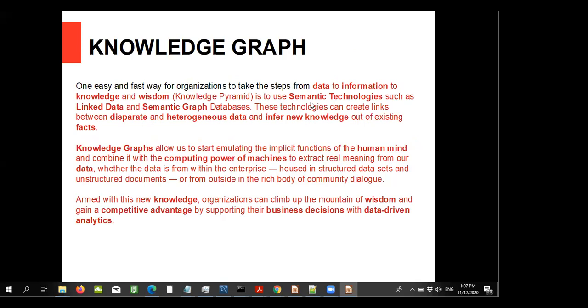Now, one easy, fast way for an organization to take the steps from data to information to knowledge to wisdom, remember the pyramid, is to use a technology we call a semantic technology. These technologies create links between disparate data, remember data at the bottom, and infer knowledge out of context, out of facts, and achieve actionable decisions.